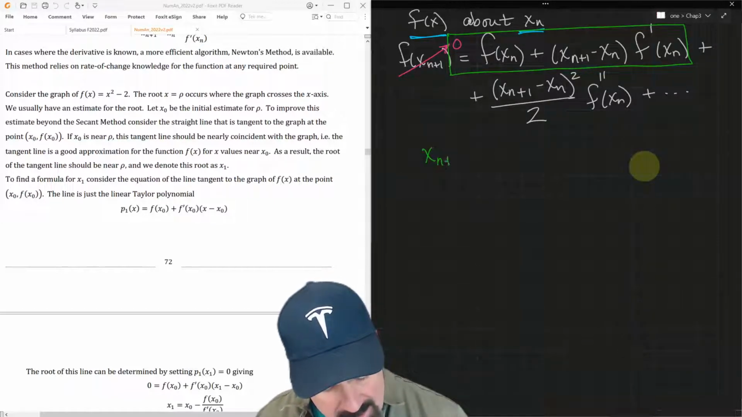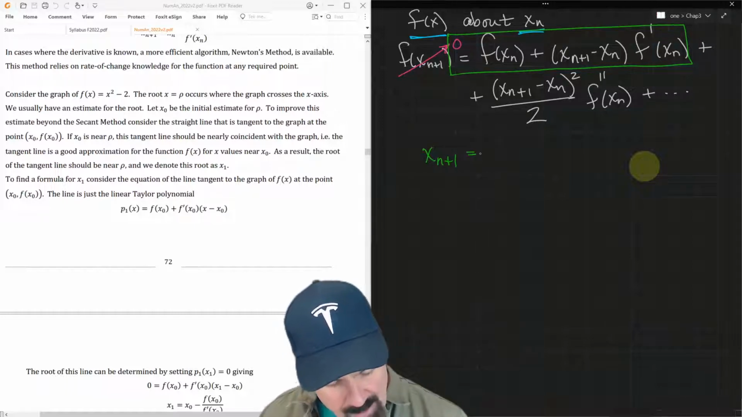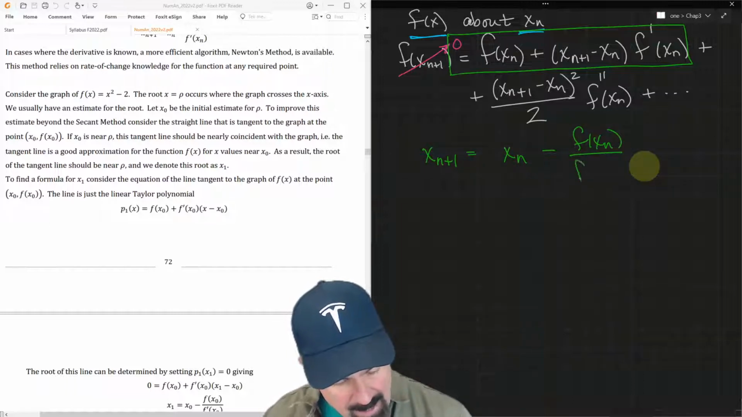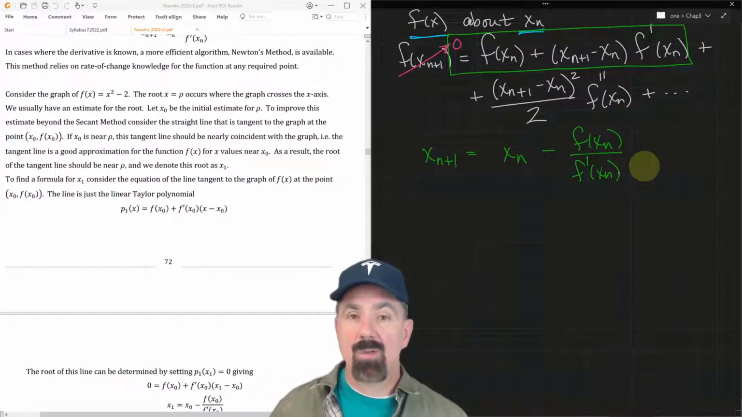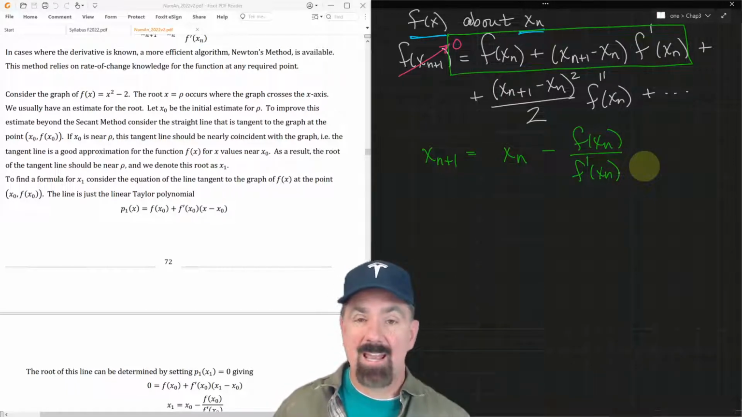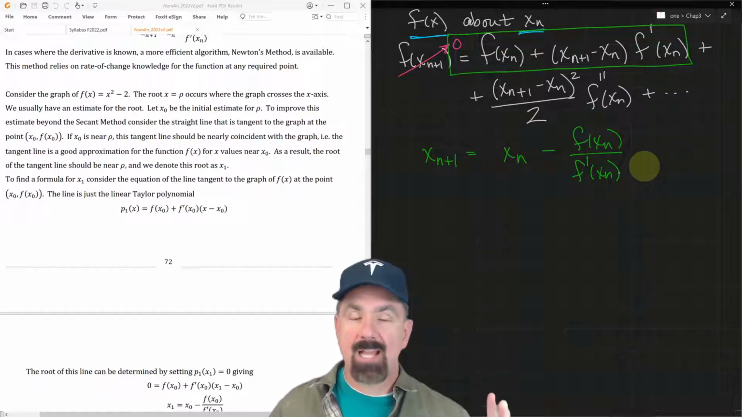That's going to give us x_{n+1} is equal to x_n on the other side, minus f(x_n) divided by f'(x_n). And that's it. That's all Newton's method is: just the recognition that, hey, we can truncate a Taylor series and use a first-order polynomial to try to approximate values for roots.